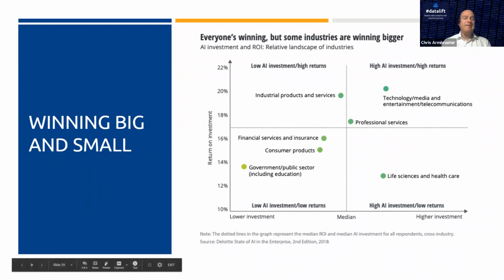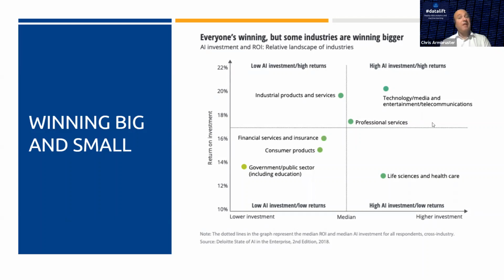And then you're looking at a slide that is yet a third way of looking at it. A more systematic way that we are looking at, courtesy of Deloitte, who've come up with this map called Everyone's Winning, but some industries are winning bigger. And this is AI investment and return on investment, relative landscape of industries. And you can see there's a top corner where there's high AI investment and also high returns. So technology, media, entertainment, telecommunications, perhaps also professional services. And again, it just simply means that you're dealing with companies that when they've made an investment have seen relatively good returns or even excellent returns. That encourages them to grow the sector and to hire more.